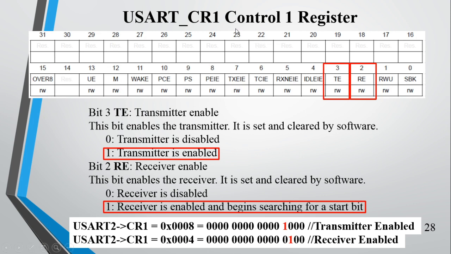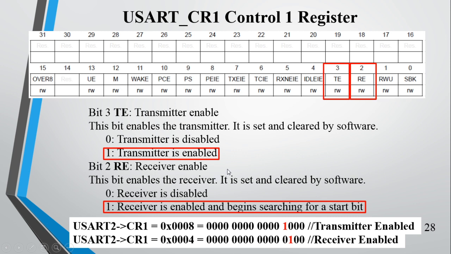By configuring the control register, we can have certain configurations for UART1. These are the bits present in control register 1. Here in the slide we can see that we are configuring the TE and RE bits. What do you mean by TE? It is the transmitter enable bit. RE is the receiver enable bit.